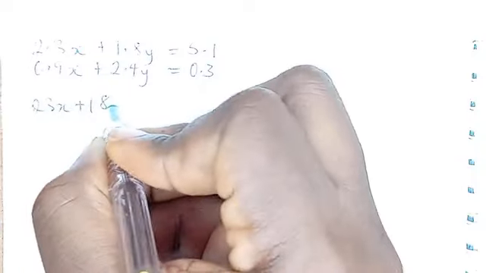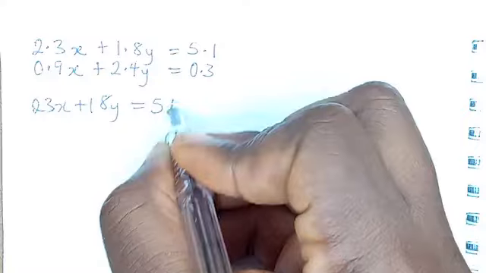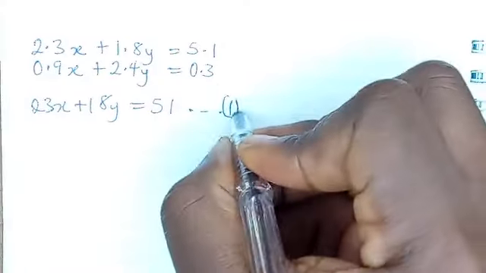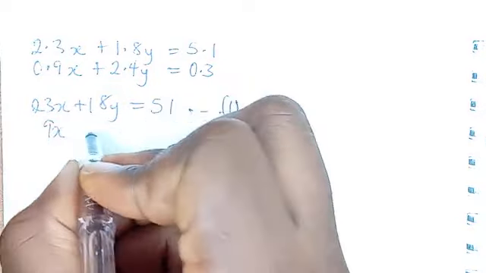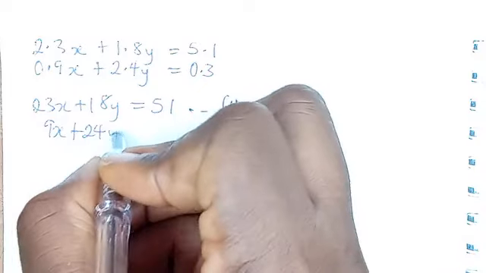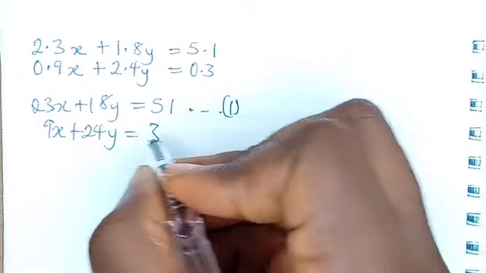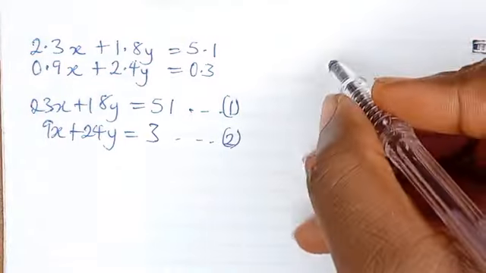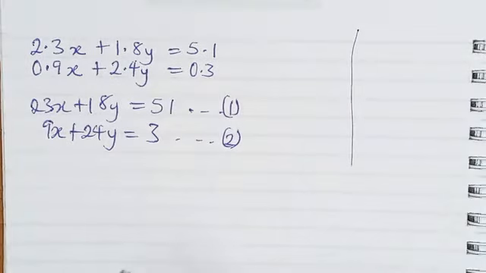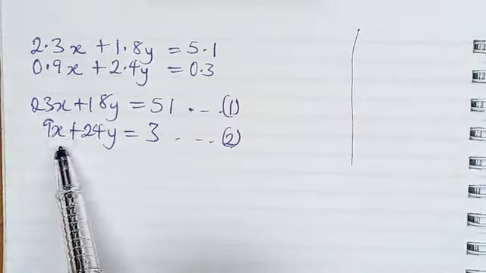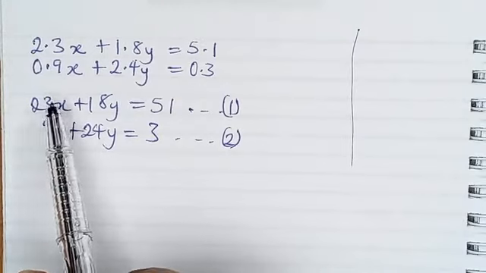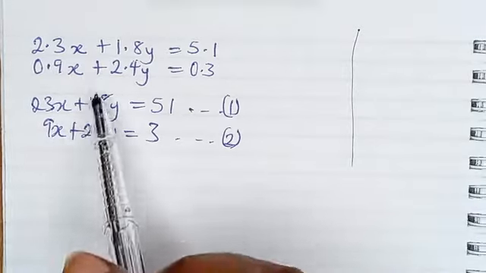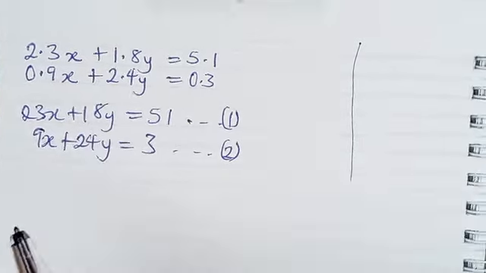So multiplying all through by 10, we have 23x plus 18y is equal to 51. And this makes equation 1. And we have 9x plus 24y is equal to 3. This makes equation 2. On my rough work side, considering these two numbers, this number 23 is a prime, so I can't be multiplying by it. Considering these two numbers, 18 and 24, they have something in common, which is 6.